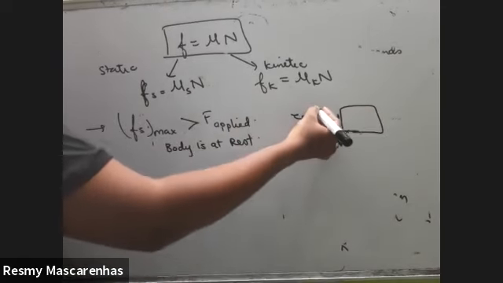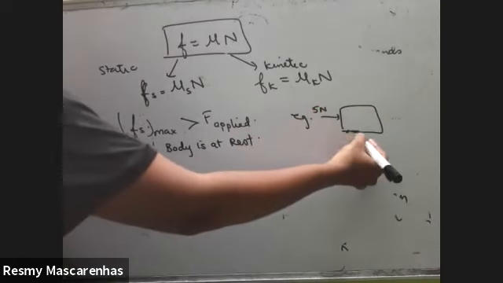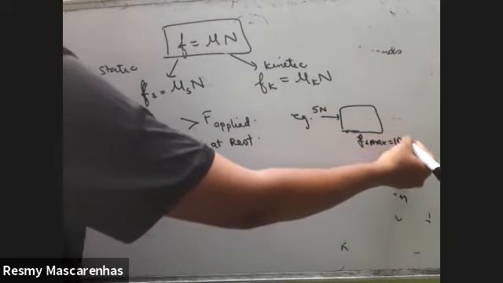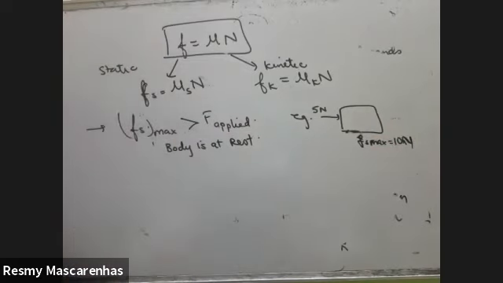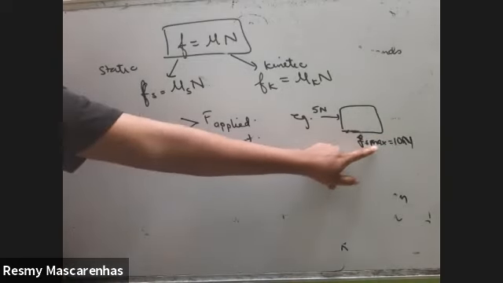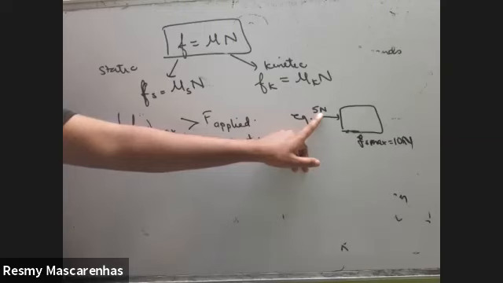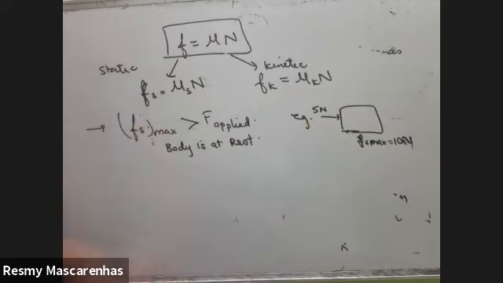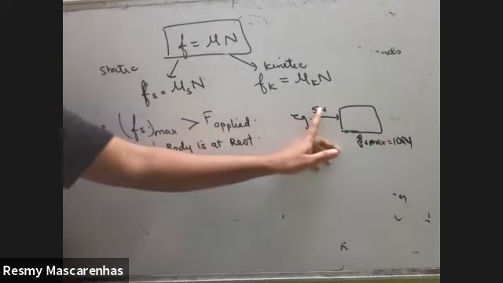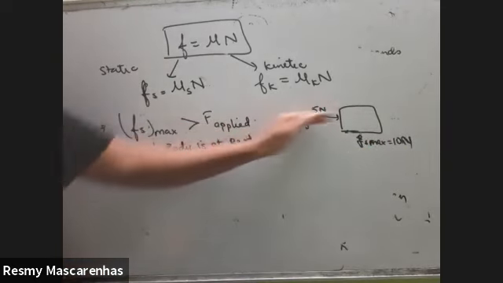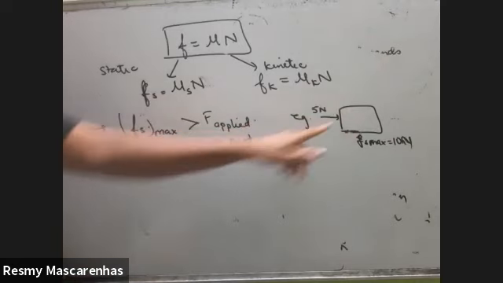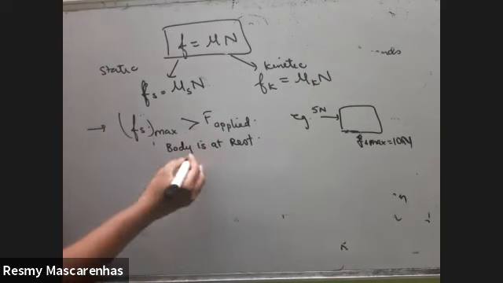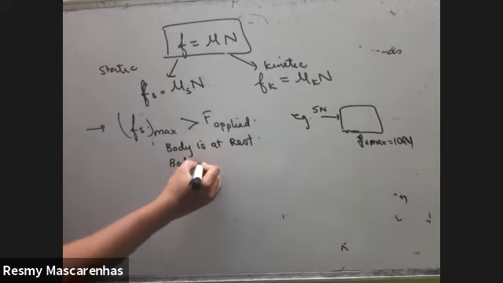For example, you are putting a force of 5 Newton, suppose, and the f of s maximum limit is suppose 10 Newton. Now f of s is more than what you are applying. You would have to apply more than 10. But now this fellow is more than this one, so obviously your force is not enough to push the object. The body will remain at rest only.